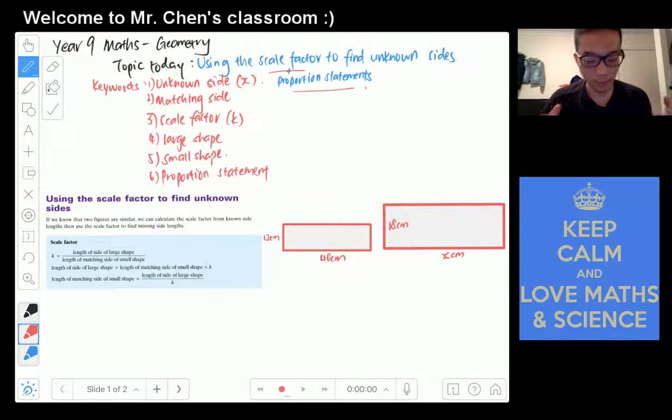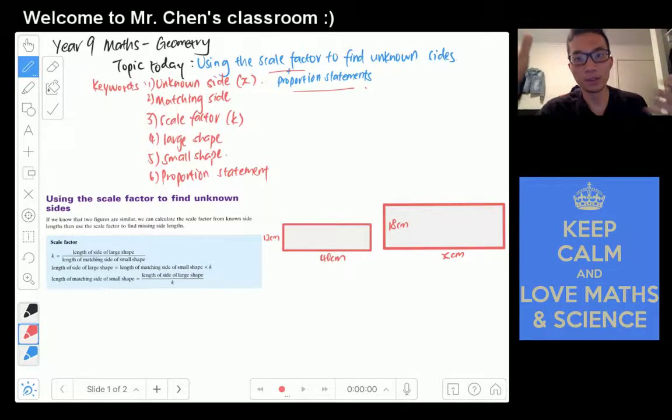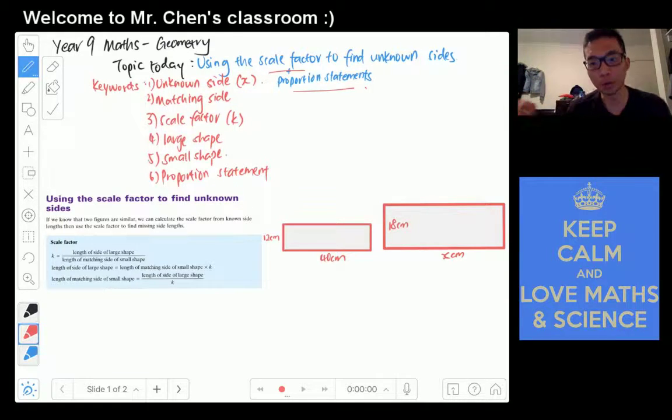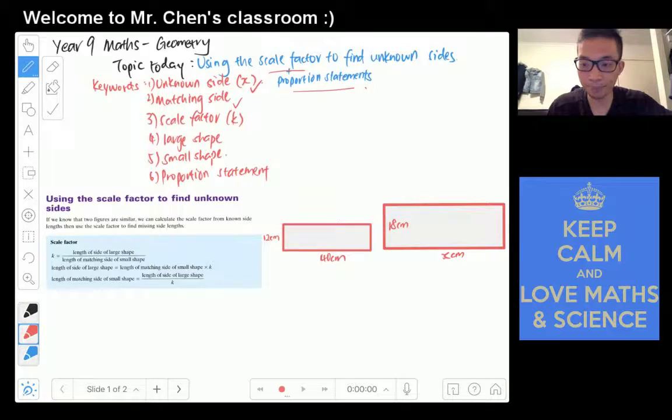So if it is congruent figures, the scale factor is going to be 1. There's no difference between the two, okay? So let's begin. The keywords that you need to know are: unknown side. Second is matching side. Third one is the scale factor. Fourth one is large shape, small shape, and proportion statement, okay? So these are the keywords that we will be using over and over again for these videos.